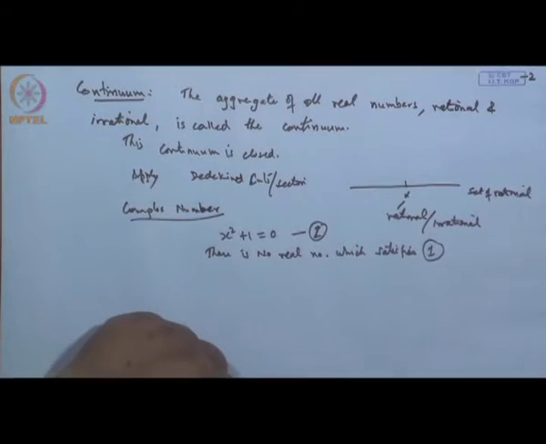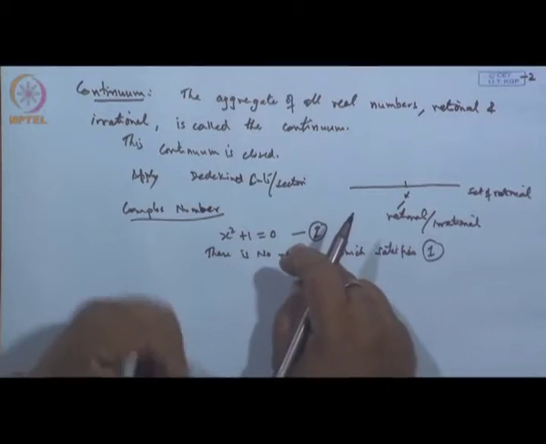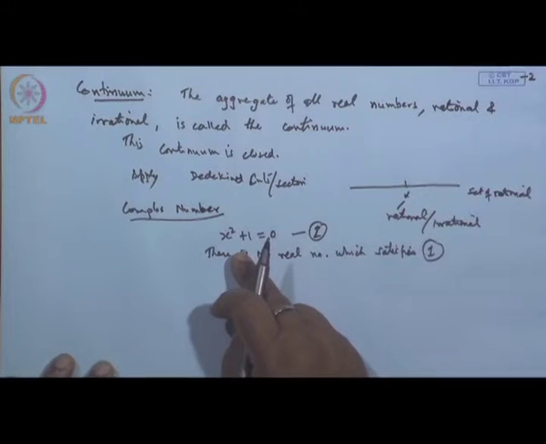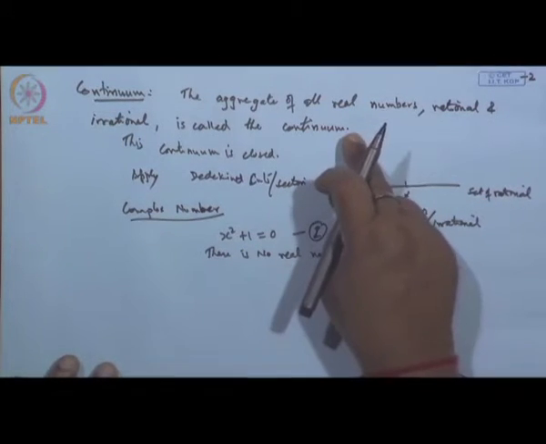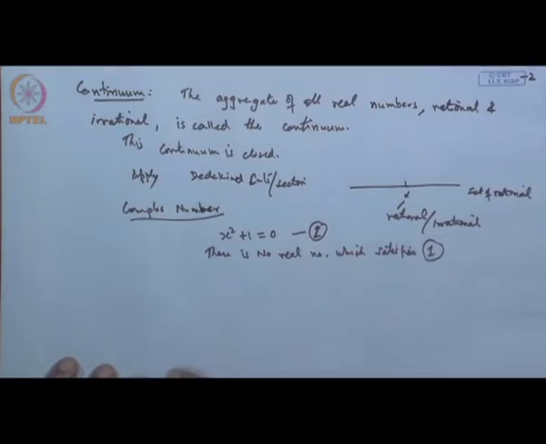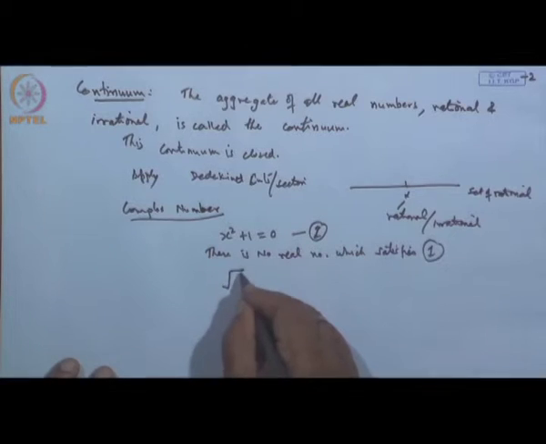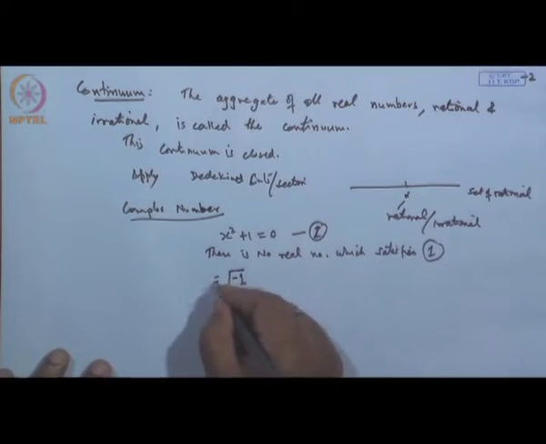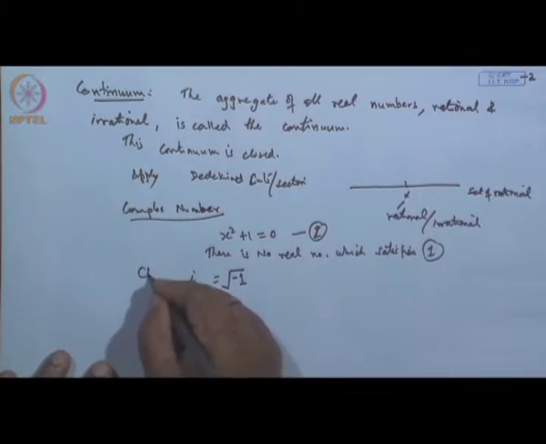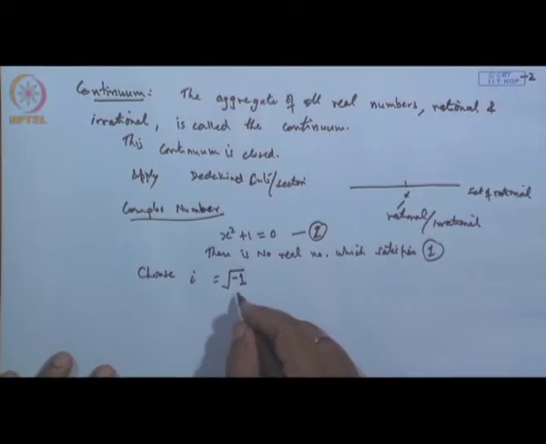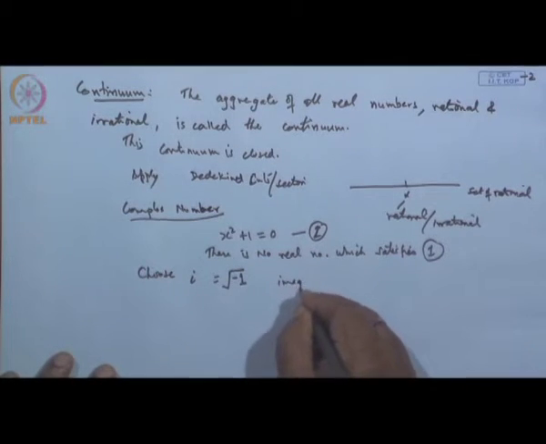But this is also an equation, and some physical phenomena may be governed by it. So, the question is whether we can further extend the system of real numbers, not by the Dedekind cut, because it is not helping us to extend it, but by some other method. That method comes out to be choosing the square root of minus 1 as an imaginary quantity i.